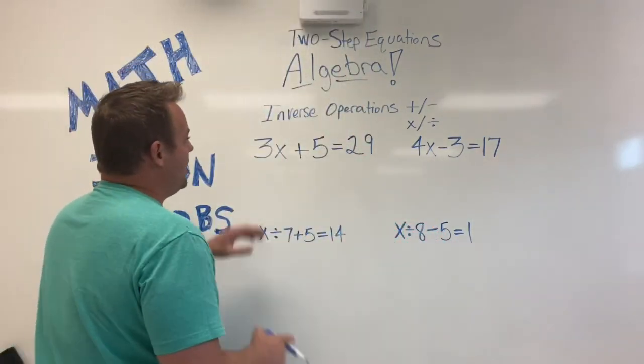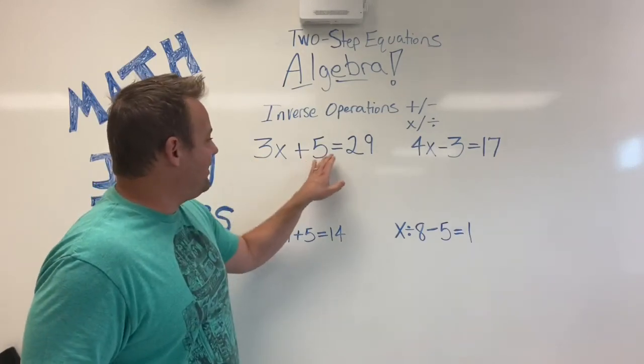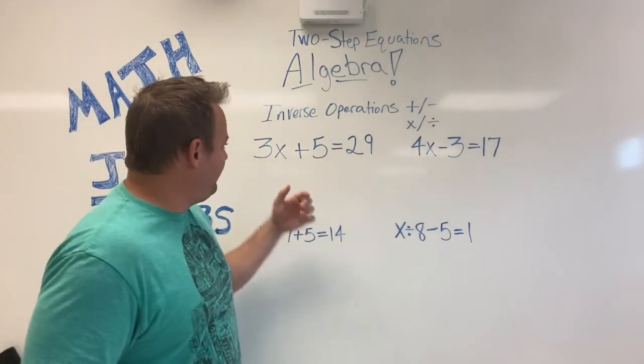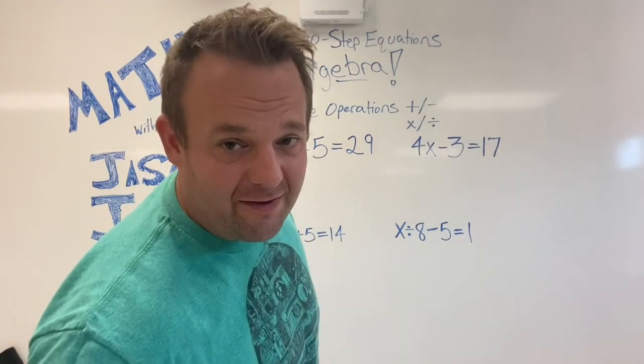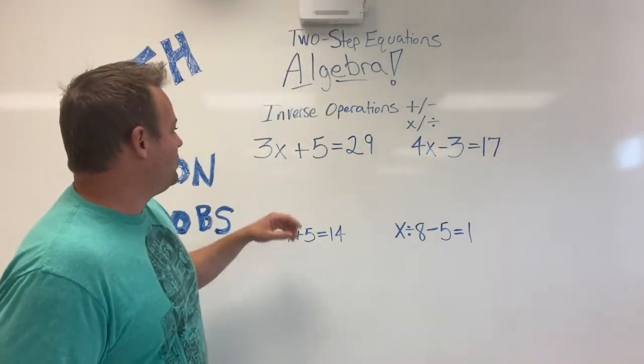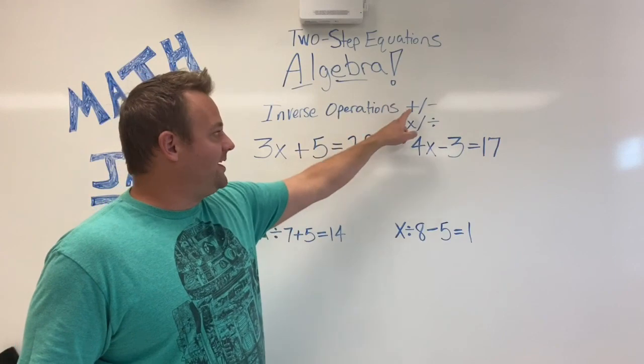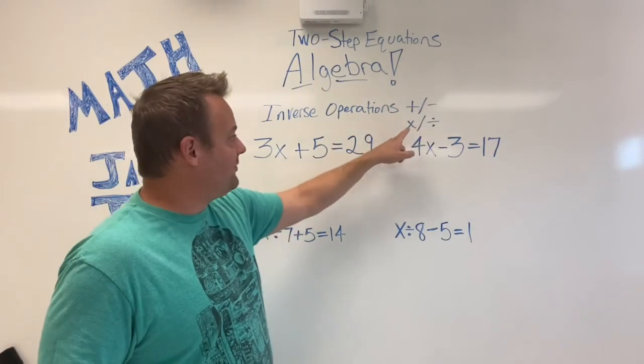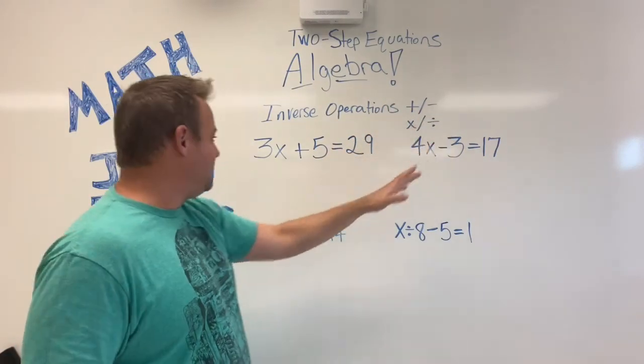Here we go. 3x plus 5 equals 29. So in order to figure out what x is, you guys got to be like a private investigator, right? So we're going to use inverse operations. The inverse operation of addition is subtraction. The inverse operation of multiplying is dividing.